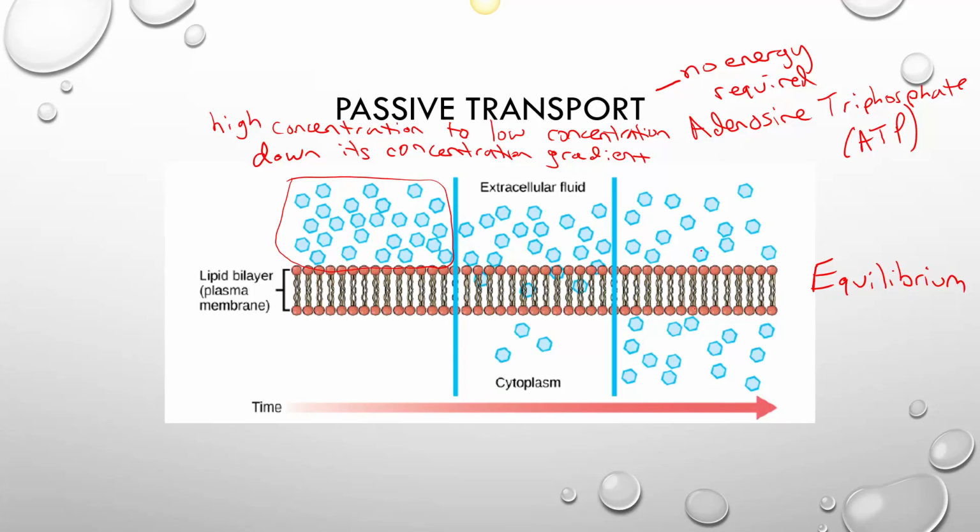So once we're in equilibrium, these molecules can freely float back and forth here, but overall we're not going to have a whole bunch of molecules moving in one direction or the other. They're kind of set, they're happy, they're in an equilibrium, equal concentrations on both sides of a membrane.